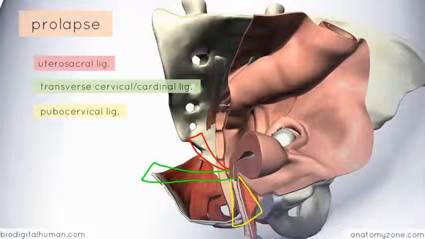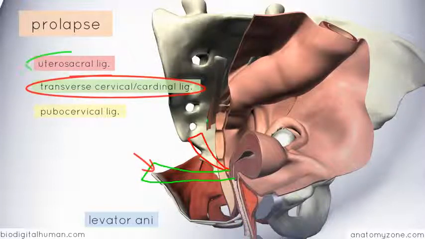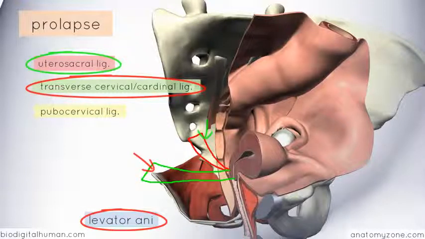Together with the levator ani muscle, which you can see here, which forms the bulk of the floor of the pelvis, these structures support the uterus. If these supporting structures are weakened, then you can get descent of the pelvic organs. The most important ones are the cardinal ligaments and the uterosacral ligament, as well as the levator ani muscle, which supports all the pelvic viscera and has a sort of sphincter function around them.